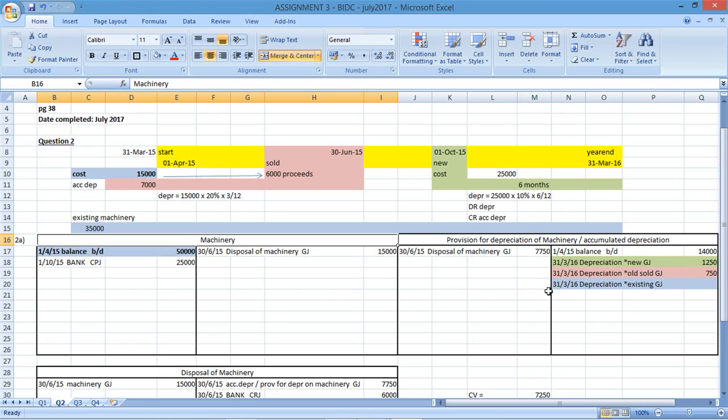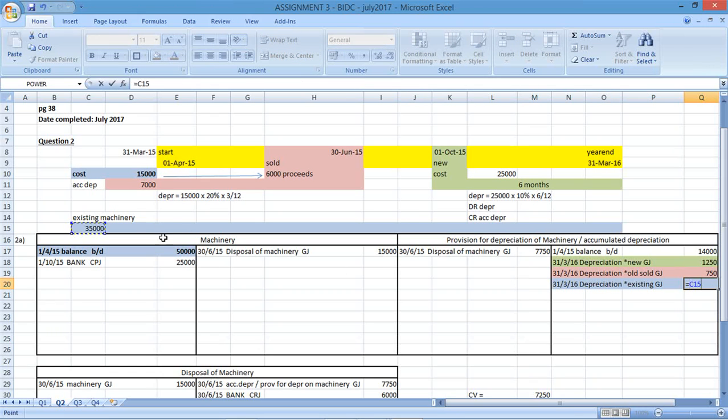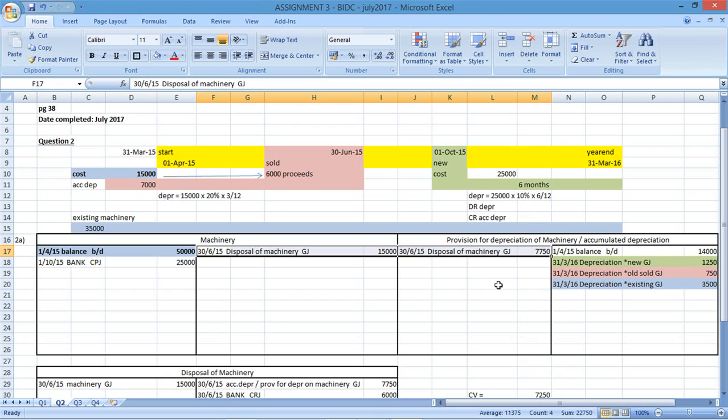Okay, so when looking at provision for depreciation of machinery, I'm going to record the 35,000 times, they told us in the question, 10%. Times 10%, which is 3,500. That would be the depreciation for the year for the existing assets. So now I've got the depreciation for the existing assets, for the new and the sold, and the asset that was sold, and I've depreciated it, and I've removed the old asset. All I need to do now is balance these accounts. So these accounts I can balance.